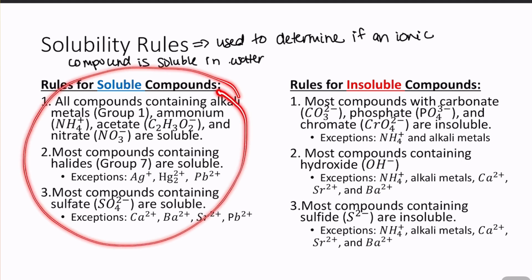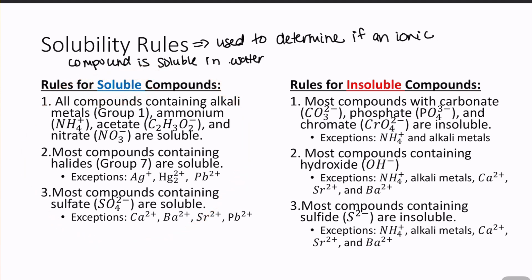On this side, we're talking about how you can determine whether a compound is soluble. So all compounds containing alkali metals, so these are going to be cations in group one, ammonium, acetate, and nitrate. They are always soluble. There are no exceptions to this rule.